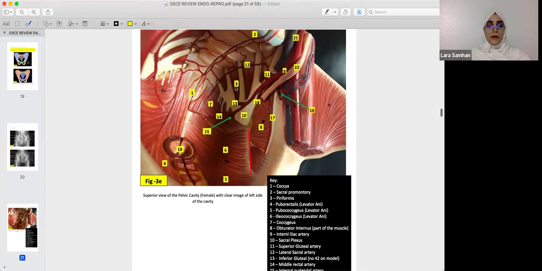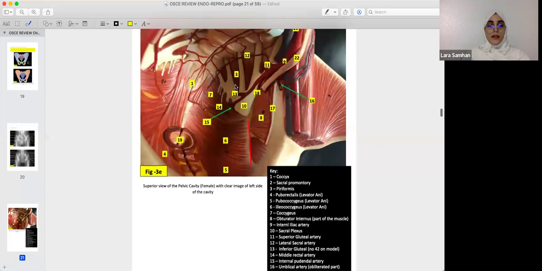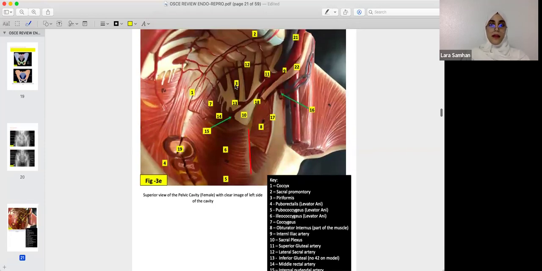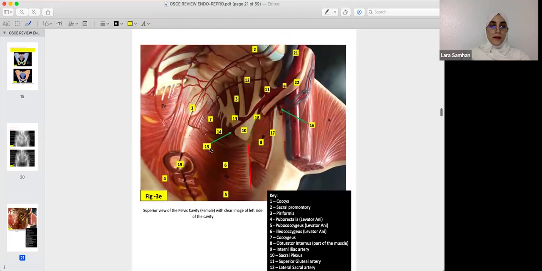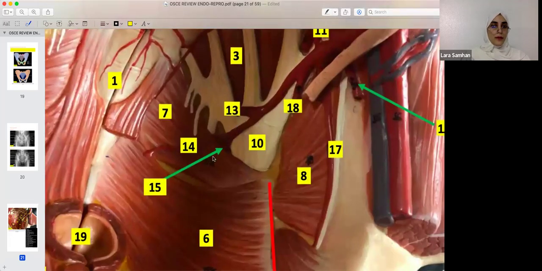So we have, for example, number 3 is the piriformis. If they ask what this piriformis is, it's quite a low yield question. So number 15, as we said, is the internal pudendal artery. This is number 15. This is the internal pudendal artery.